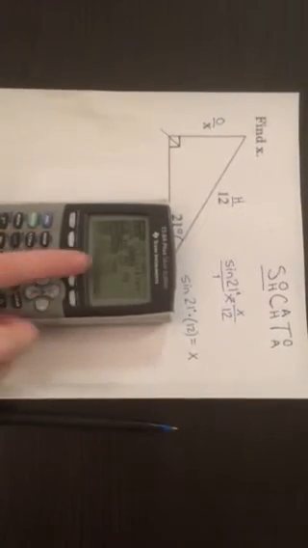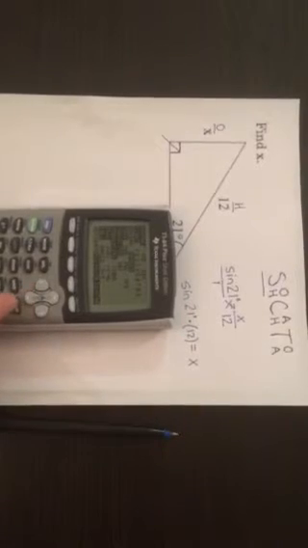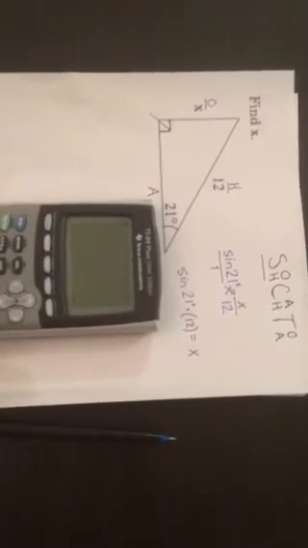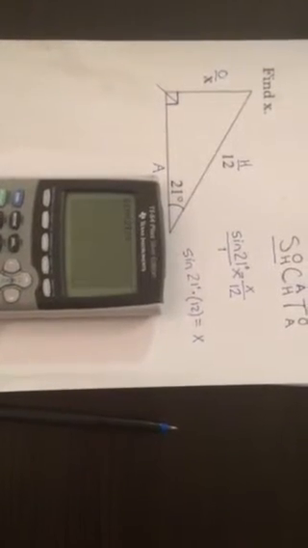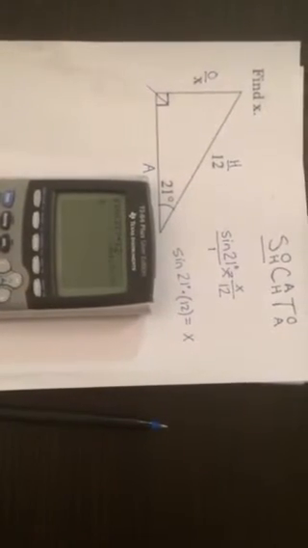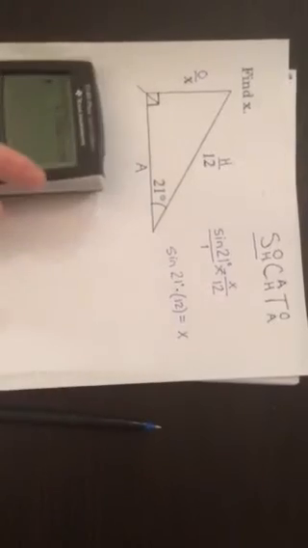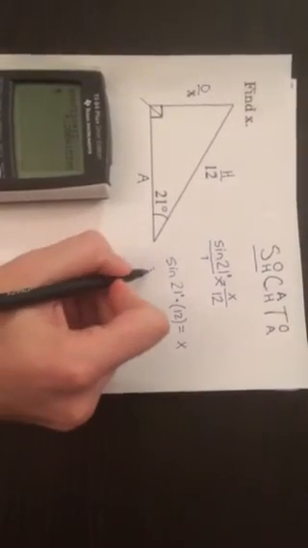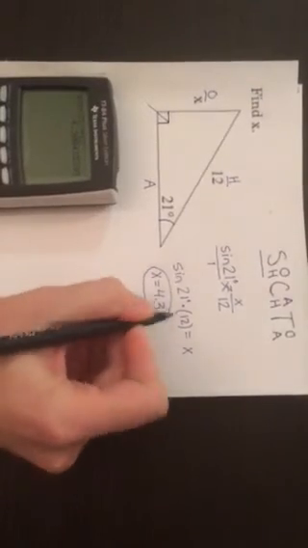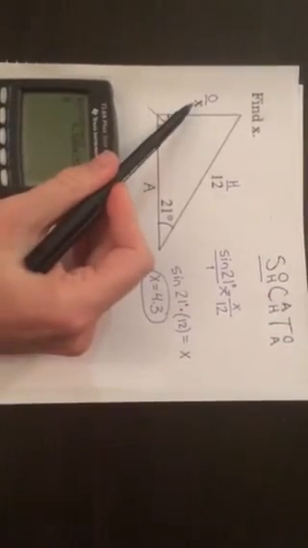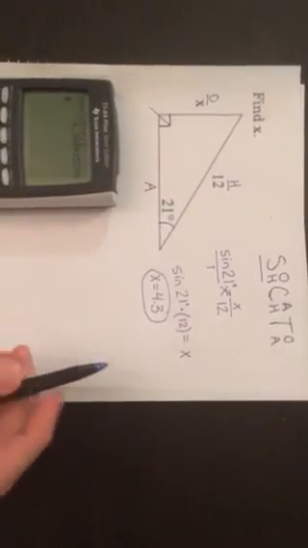So I'm going to go on to my calculator. I'm going to click mode and make sure I'm in degree mode, which I am. I'm going to type in sine of 21 degrees times 12, and I get 4.3, which is what my X is going to equal. So I've just set up my equation, and I found out that my missing side here, X, is going to equal 4.3.